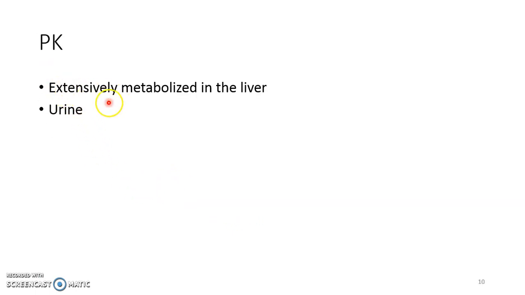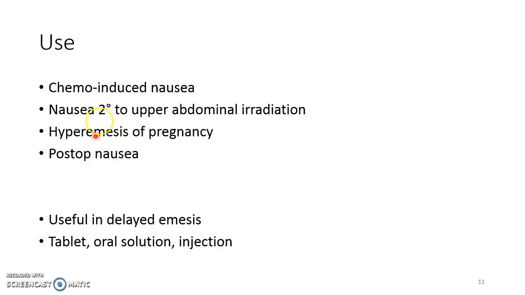So the pharmacokinetics: it's extensively metabolized in the liver, and then excreted in the urine. It's used for chemotherapy-induced nausea, and also nausea secondary to upper abdominal irradiation. It can also be used for hyperemesis of pregnancy. It can be used for post-operative nausea, and it's also useful in delayed emesis, delayed vomiting. So you can find it in tablet, oral solution, and injection form.